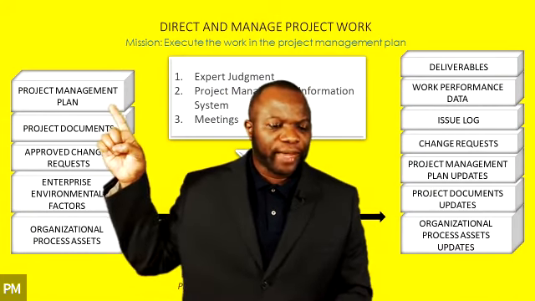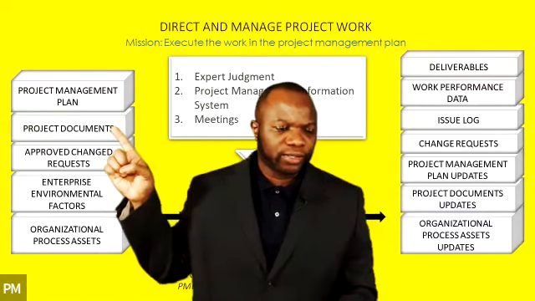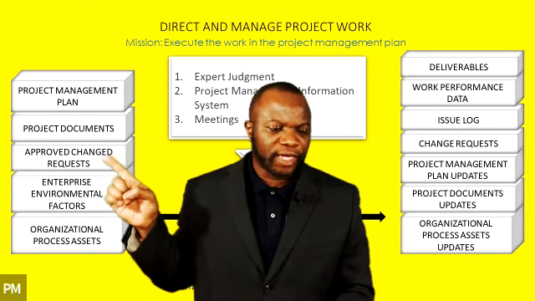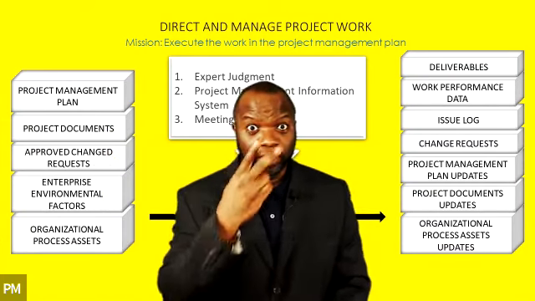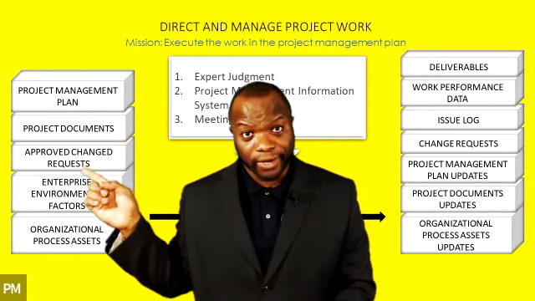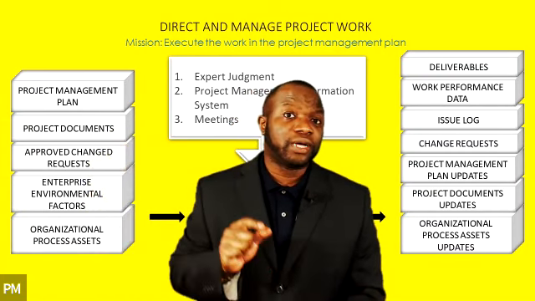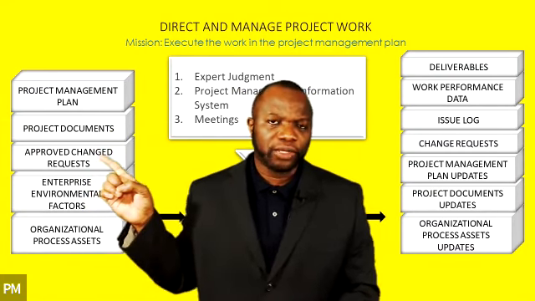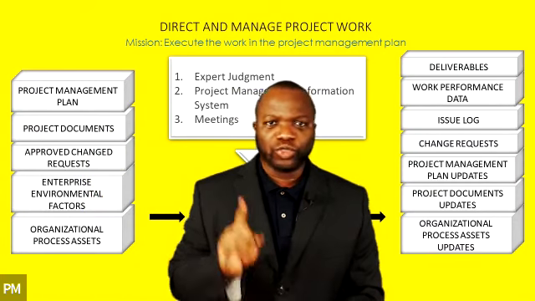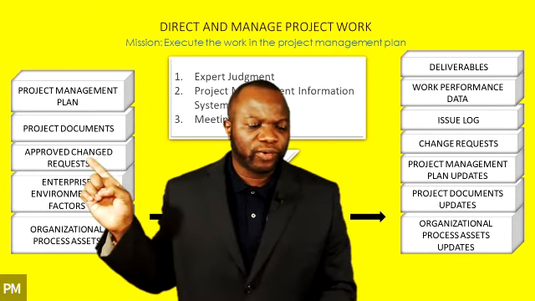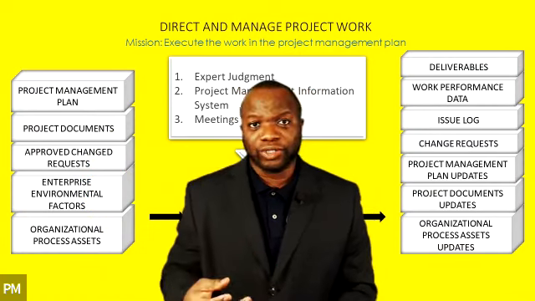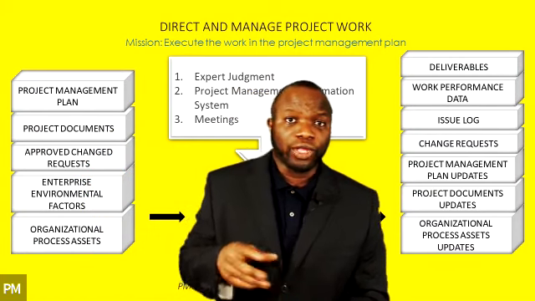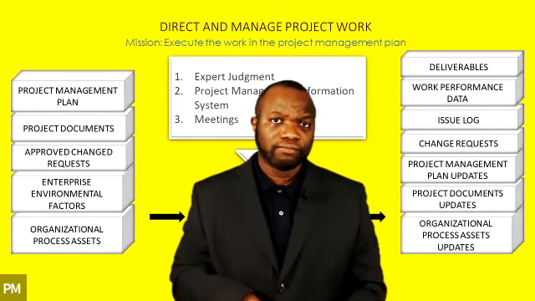So we've got our project management plan coming in here, project documents. Now we have approved change request. Keep your eye on that one. Keep your eye on that one. That one is a bad boy. That one does not appear in many processes. So when you see it, you got to pay close attention. Okay, we'll talk about that later. But an approved change request is a request for changes that has been approved by the change control board or the approving authority on the project.